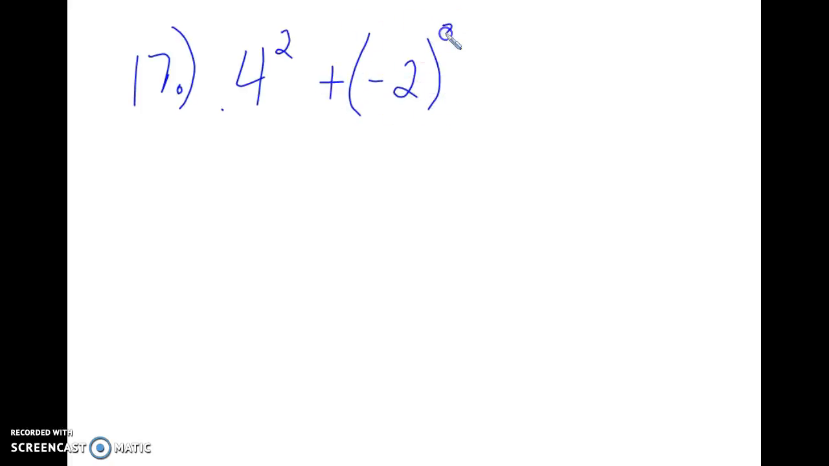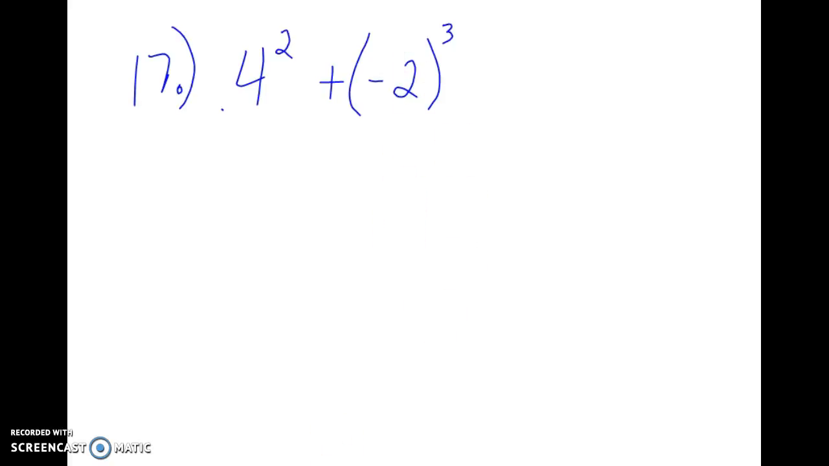So today we're going to review how to evaluate expressions using our practice test. Let's go over them one at a time. Number 17: 4 squared plus a negative 2 to the cubed power, or power 3. What must we do first? Go ahead.